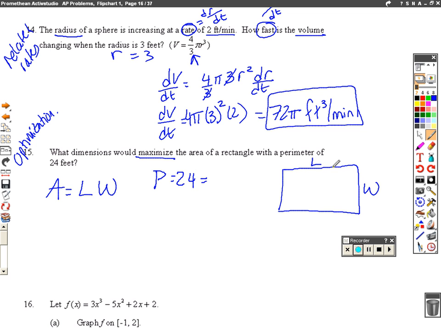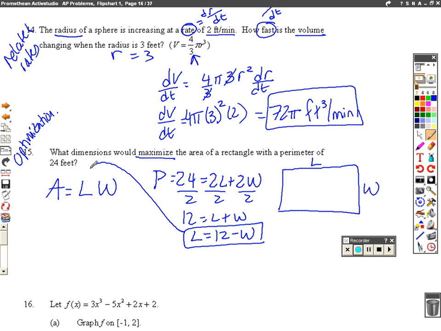If I look at the perimeter here, distance around the outside, I'd have an L and another L, so I'd have 2 L's, and I'd have 2 W's. It's up to you which one you solve for to get rid of the variable in the area equation. So I'm going to go ahead and make my life easier. I'm going to divide everything by 2. This makes 12 is L plus W. So I'm going to say that L is 12 minus W. Let me use that in my area equation. My area is now 12 minus W times W.